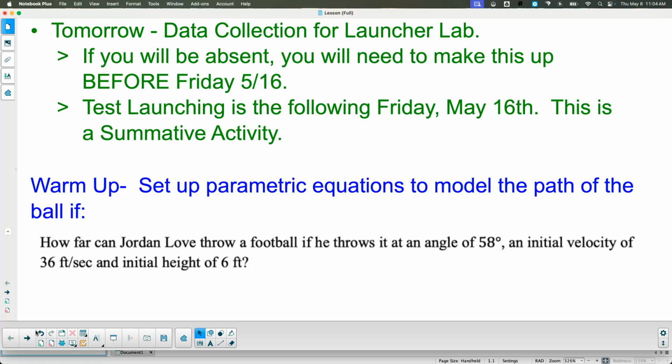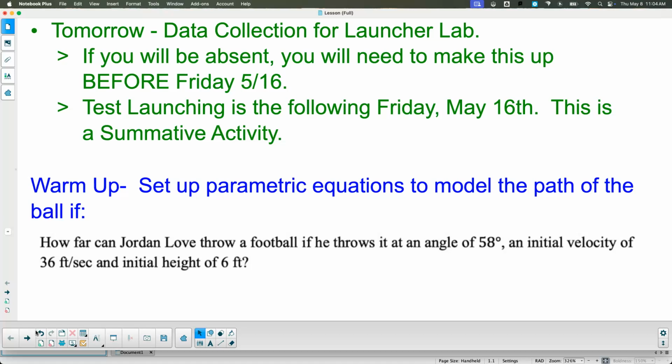Okay? Test launching is the following Friday. This is a 10-point summative lab. Okay? So this goes in as your grade. This is one of the summatives that we have for this unit, and so that will be a summative for that.